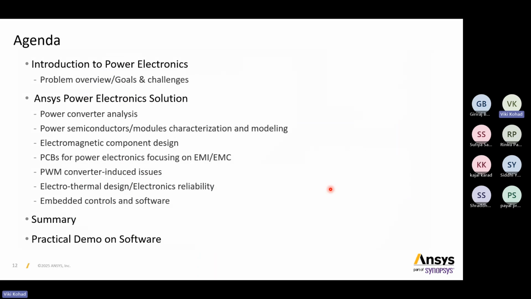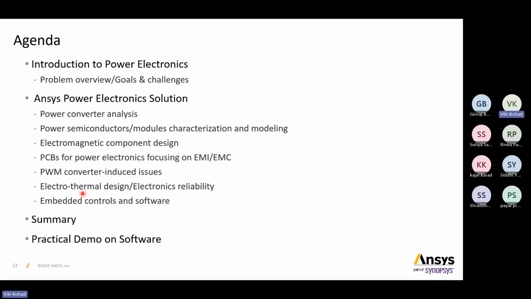Now, this is the agenda for today's power electronics webinar. First we see what power electronics is, and its role and challenges. What are the challenges and what are the problem statements? Next, power electronic solutions. What solutions does ANSYS have regarding power electronics components, like power converter analysis, power semiconductor modules, electromagnetic component design, PCB and power electronics, which is basically focusing on EMI/EMC analysis, electromagnetic interference and compatibility testing, how electric noise behaves. Then the PWM converter. The PWM converter is basically used for your motor, how your motor can be controlled. For that, the PWM strategy is there.